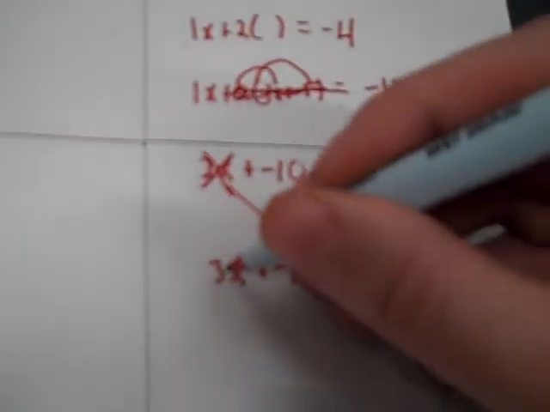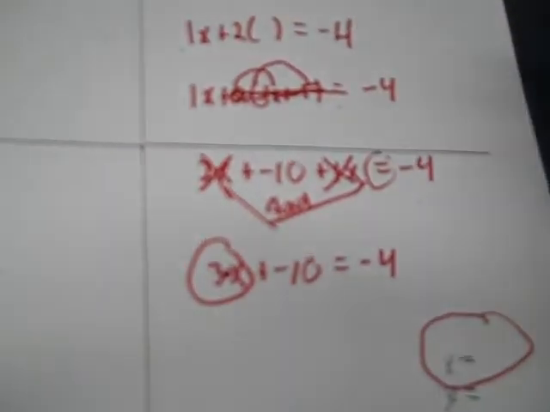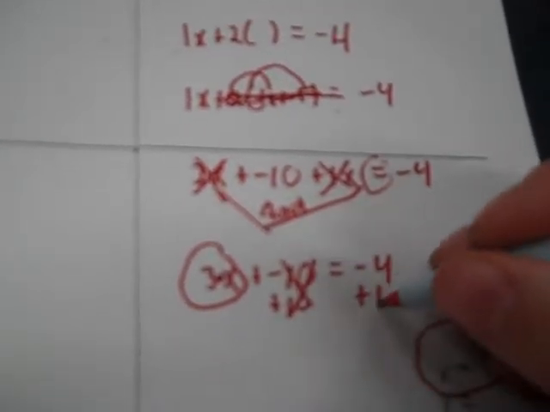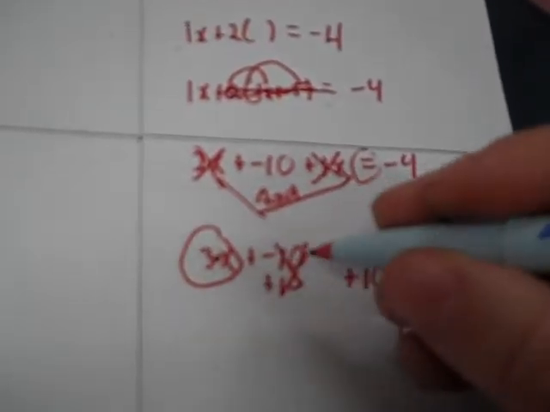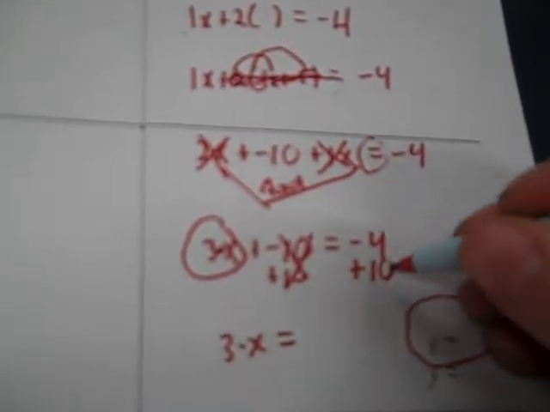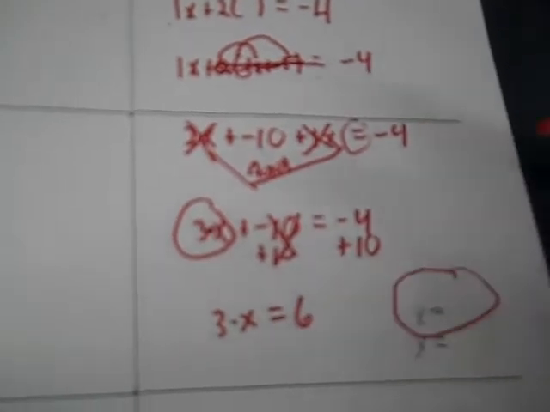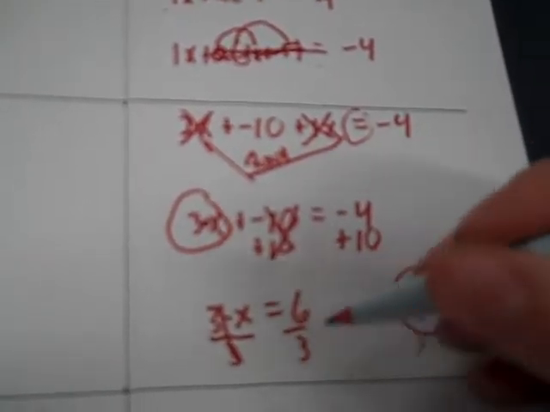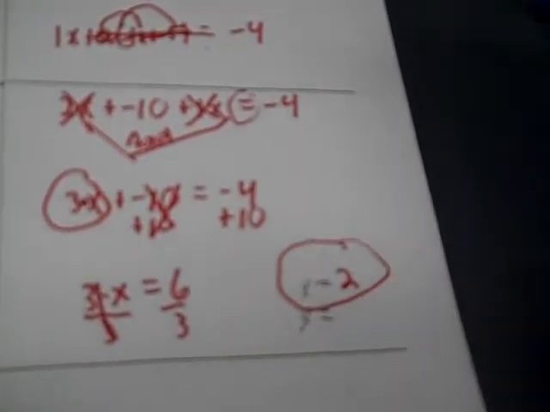Okay, so I want to dot my x, the only one I have, circle it. And I have this negative 10 here. Now, if it's negative, the opposite of negative 10 is positive 10. So I have 3 dot x, the equals, and negative 4 plus 10 is 6. And then it's time to divide. And 6 divided by 3 is 2, so I put 2 in that first answer.